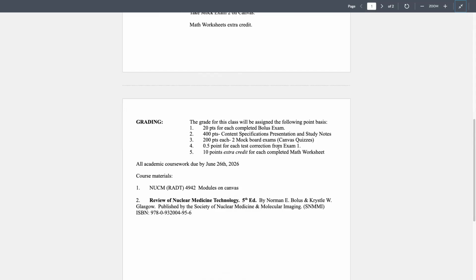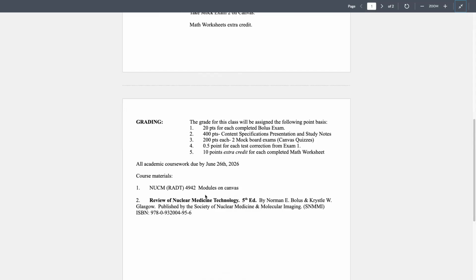There'll be 400 available points for your content specification, presentation, and study notes. That's the group project. There'll be 200 points for each of the 2 mock board exams. And then, of course, a half a point for each test correction from exam 1. And then I'm going to give 10 points extra credit for each math worksheet that you complete. And I'll show you all of that information.